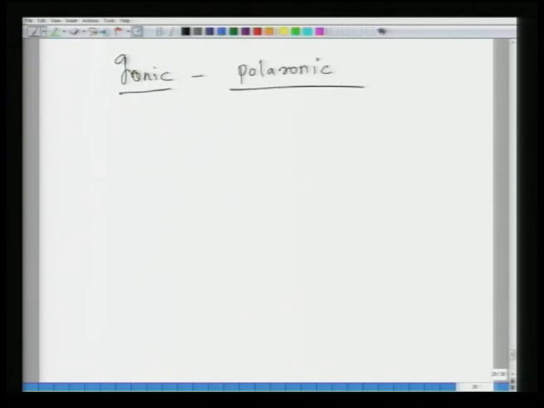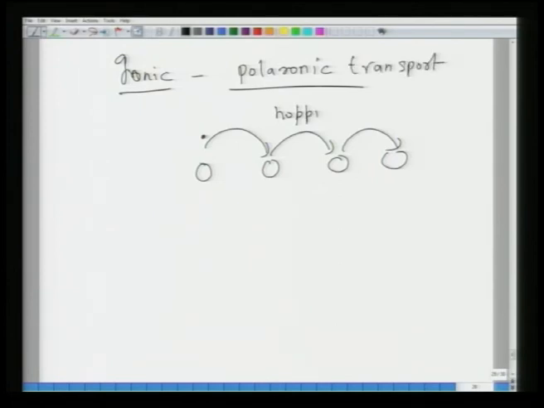And this polaronic transport happens because of hopping. Since the charge is associated somewhere here, when it has to move to another site, it does so by hopping like this. So, this is the crucial difference between metals, semiconductors and ionic solids.